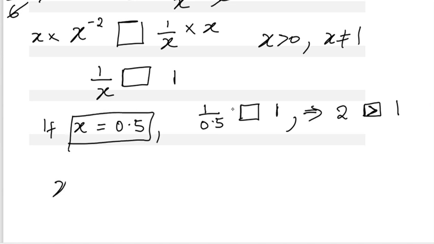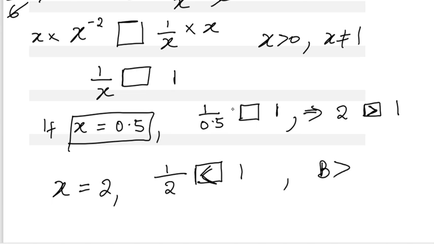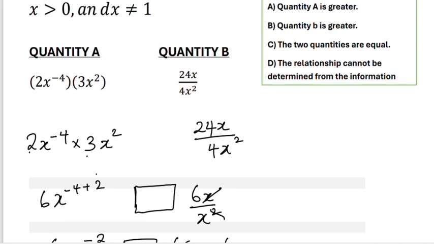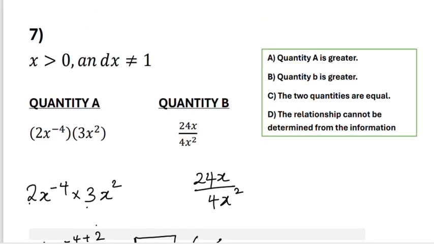Let's say x is equal to 2, and let's see what happens. So this will be 1 over 2 compared to 1, which we know clearly is less. So for here we have that B is greater than A, and here A is greater than B. So clearly that shows that we cannot definitely determine the actual relationship between these two with the information provided. So the answer to this is simply D.